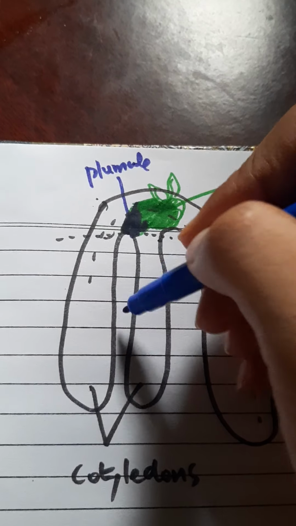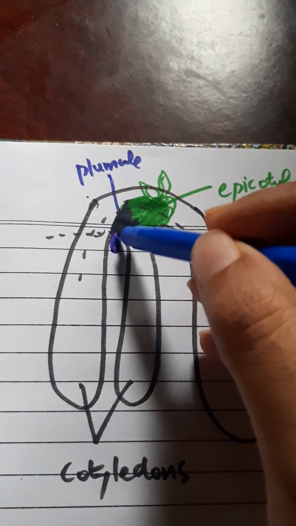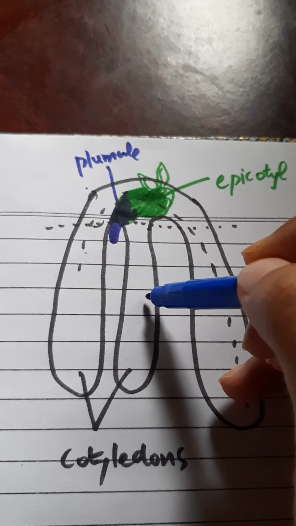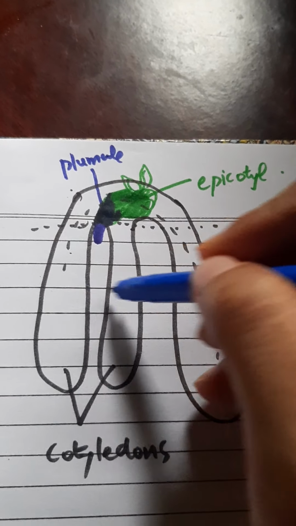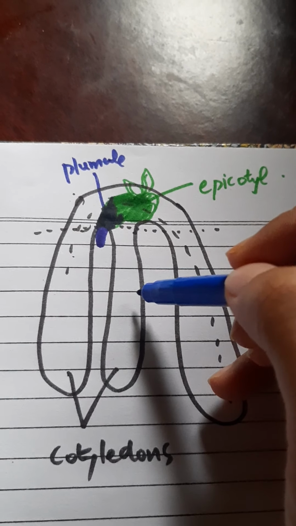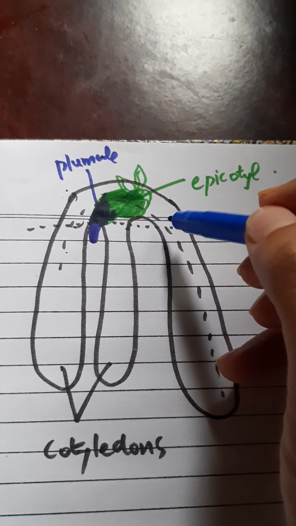Plumule will develop to form the shoot. So that means plumule will develop here, it will become the shoot of the plant. They are present in between the two cotyledons. Later on, the cotyledons actually serve for nourishing the developing embryo. Later the cotyledon size will also reduce and they will shrink, and finally you will see the embryo.